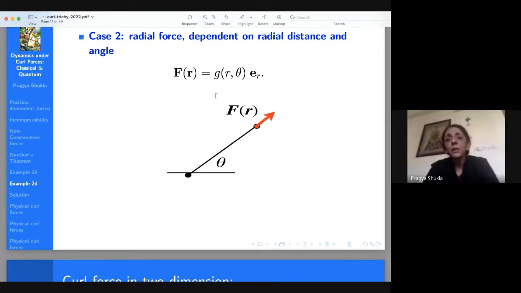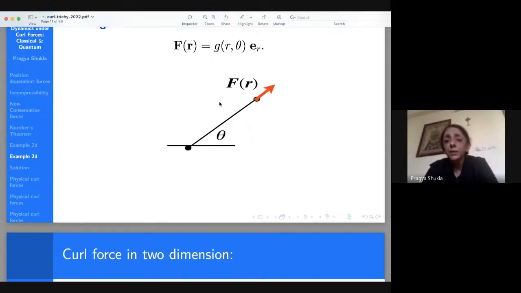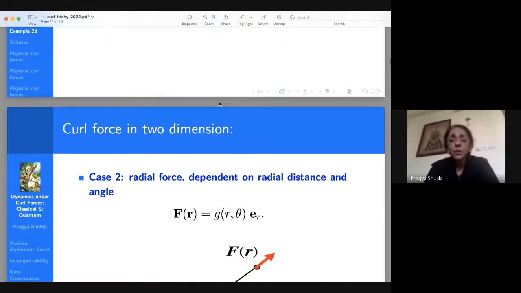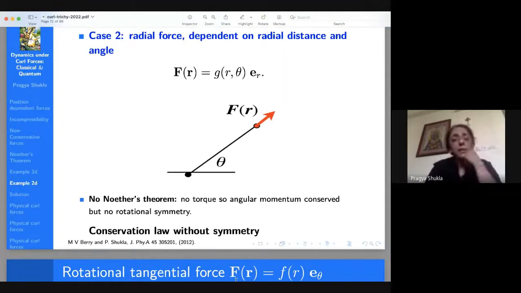However, the force is not rotationally symmetric. So although there is no symmetry in the dynamics, there is no spherical symmetry, I should have said rotational symmetry, but angular momentum is conserved because there is no torque. So there is a conservation law without symmetry.